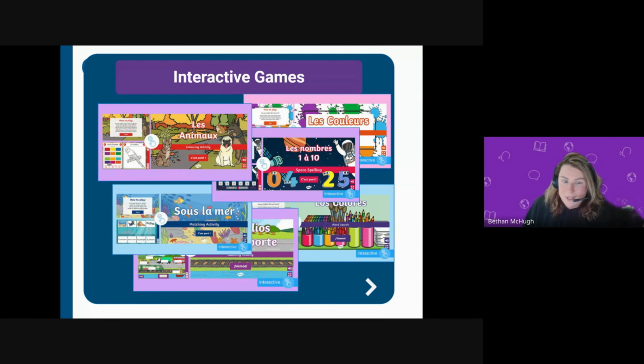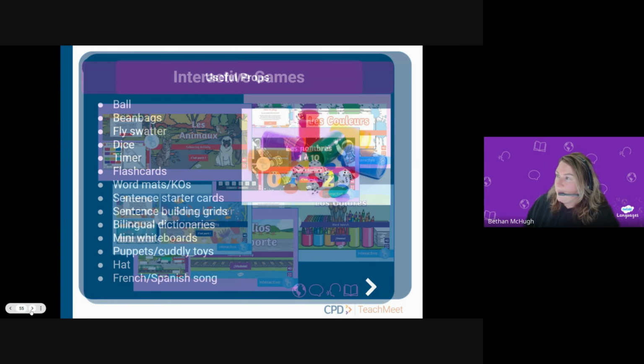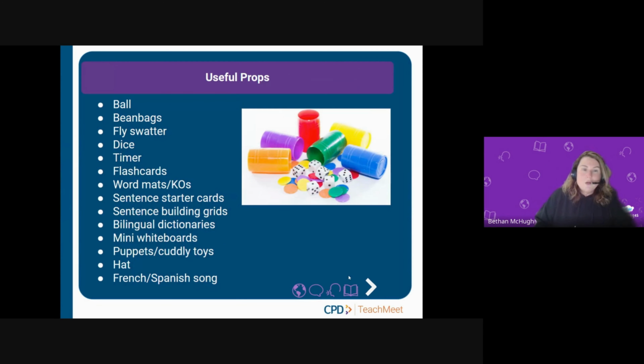But they're great because they have, as we've said before, instant feedback, and that instant feedback is really important for self-efficacy and motivation. So that's really important. Those are really fun. Some useful props that are worth always having.